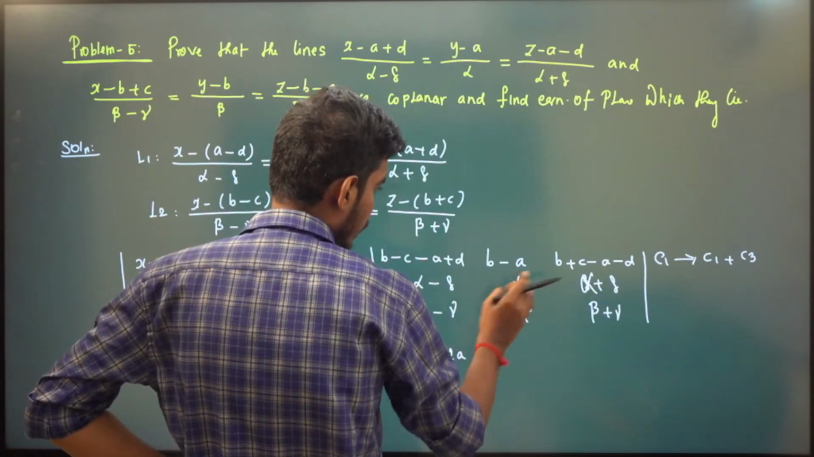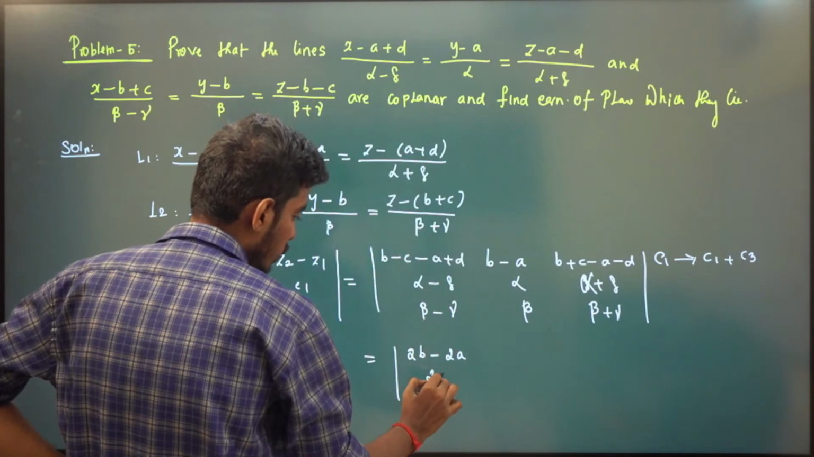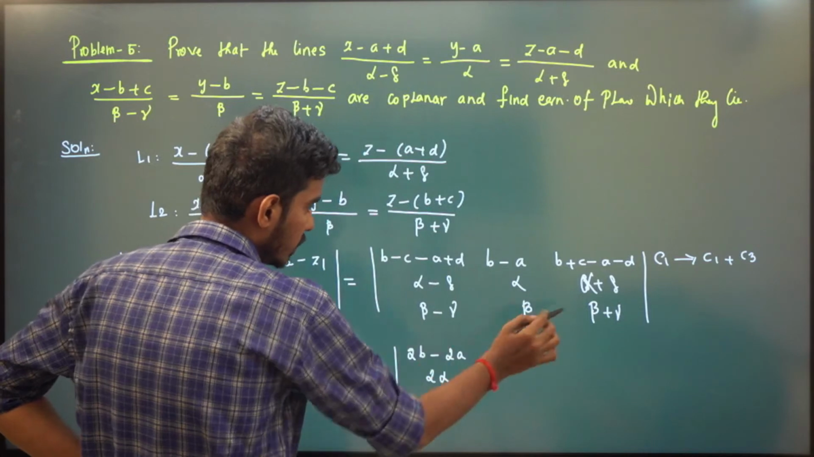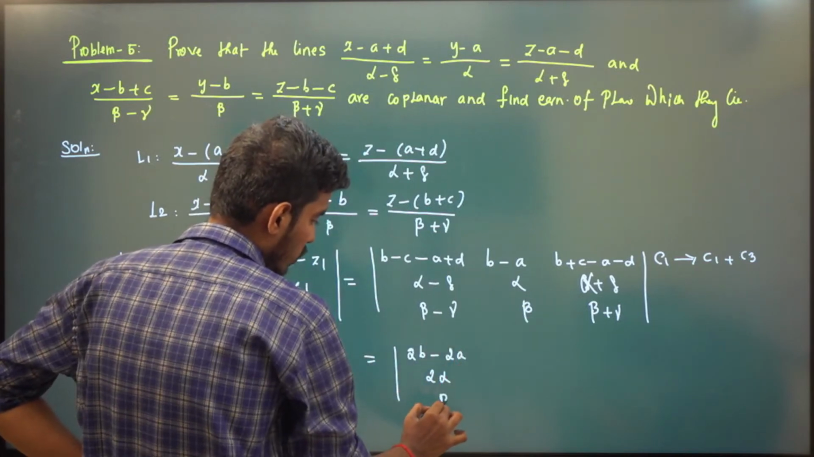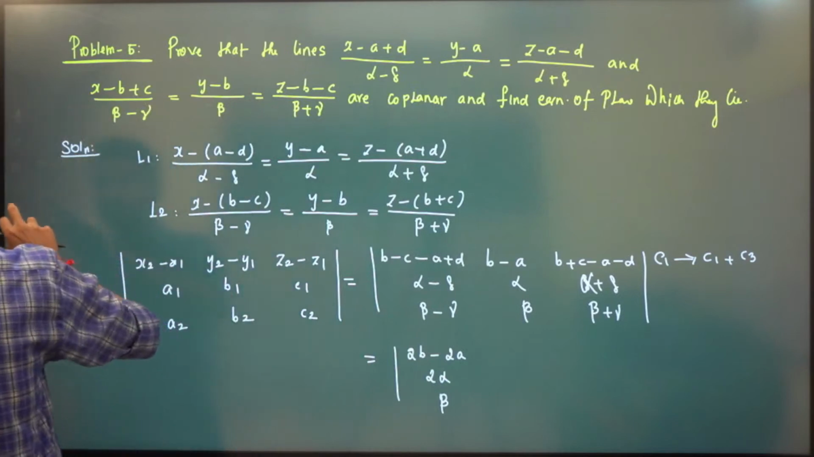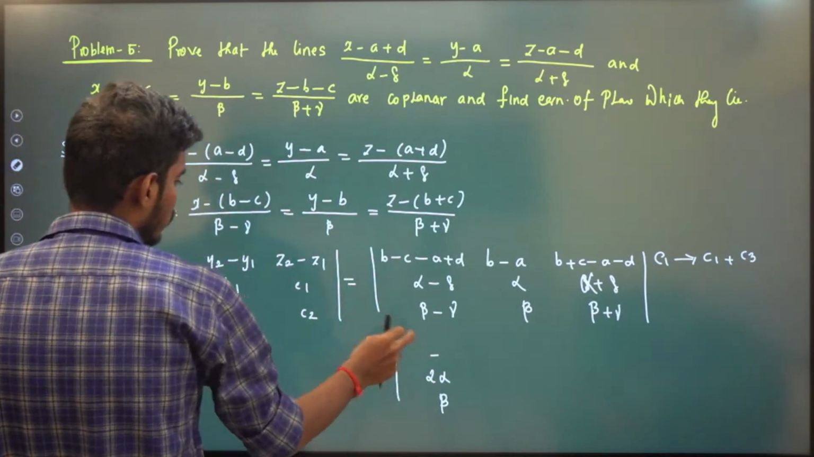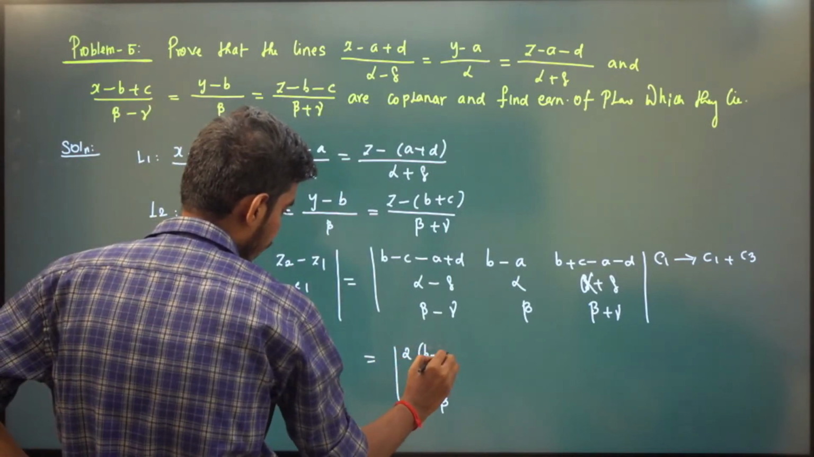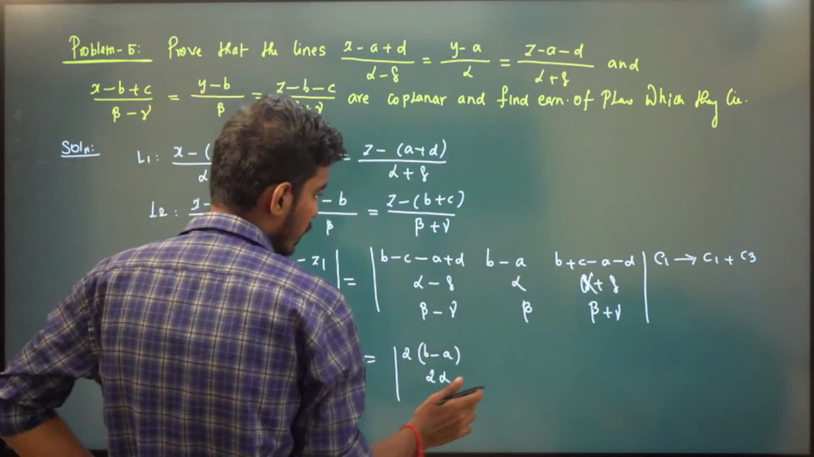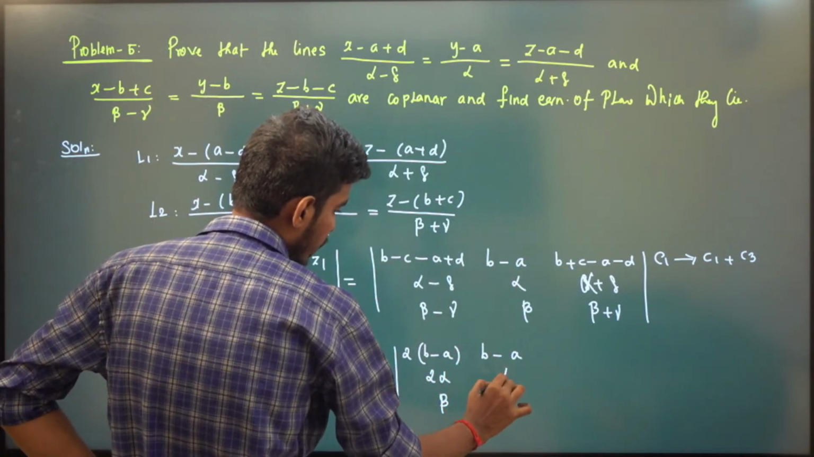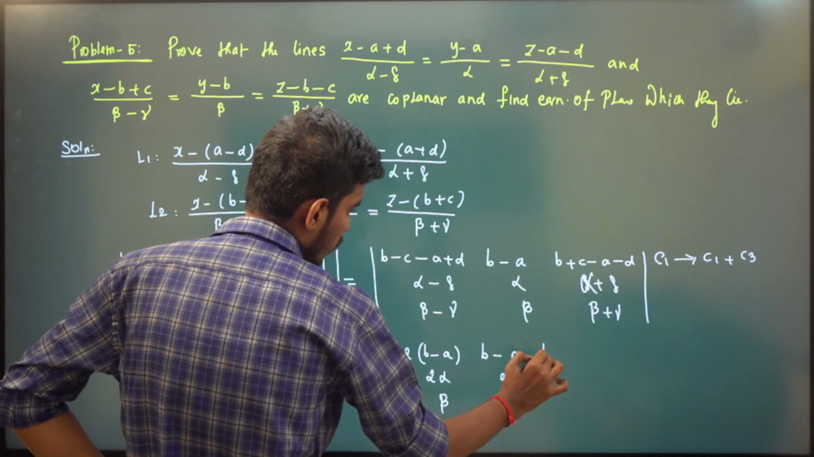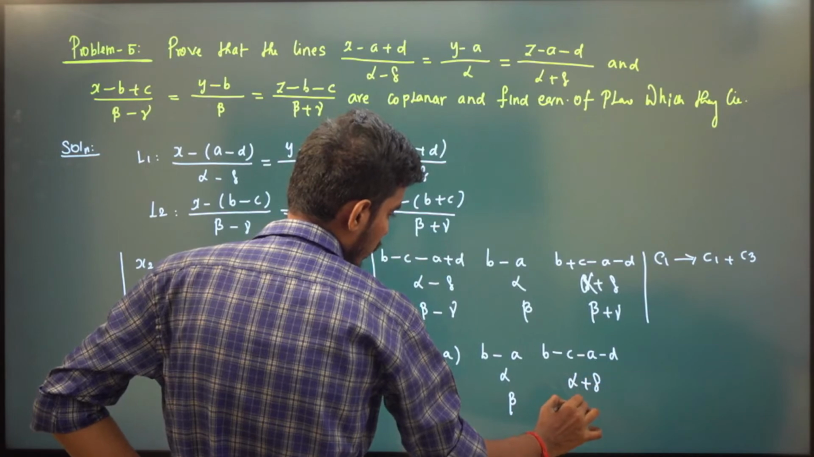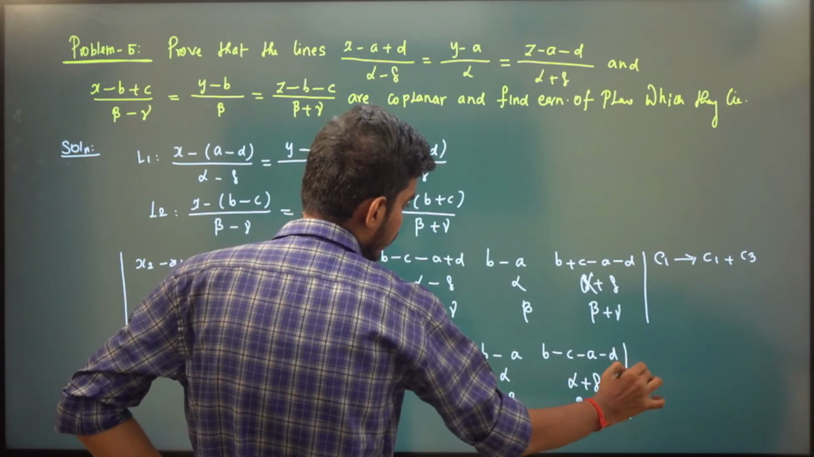Alpha minus delta, alpha plus delta, delta will get cancelled, so we will have 2 alpha, right? And if I add this, we will have beta. Instead of writing 2b minus 2a, let us write this as 2 times b minus a. If I add this and this, let us keep other as it is. b minus a, alpha, beta, b minus c, a minus d, alpha plus delta, beta plus gamma. So you can see it is equal to 0, right?